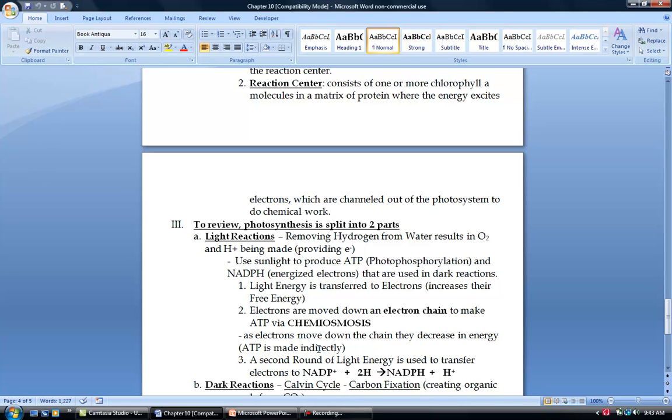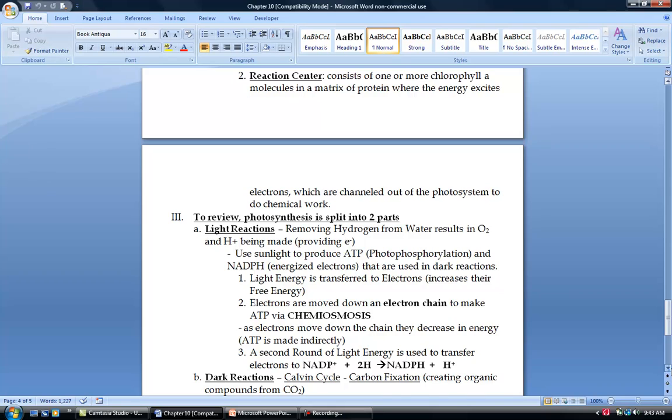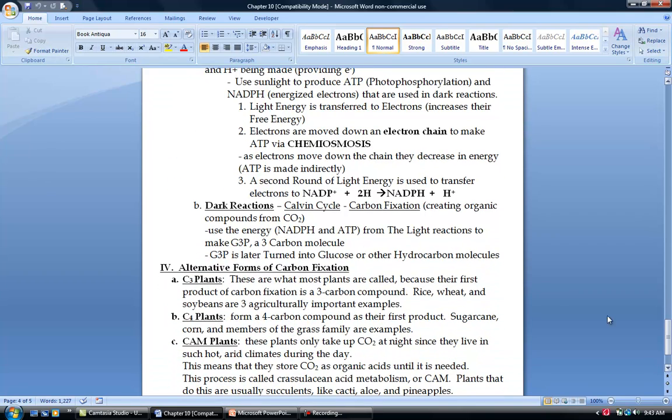Okay, so all of this we've talked about. So the dark reactions, all I really want you to get out of that, and don't forget, they're also called the Calvin cycle and carbon fixation. The whole point of that is to use NADPH and ATP to take carbon dioxide and actually make it into glucose. Now, technically, it makes it into G3P first, and then it turns it into glucose. So that's all I really want you to get out of the Calvin cycle.